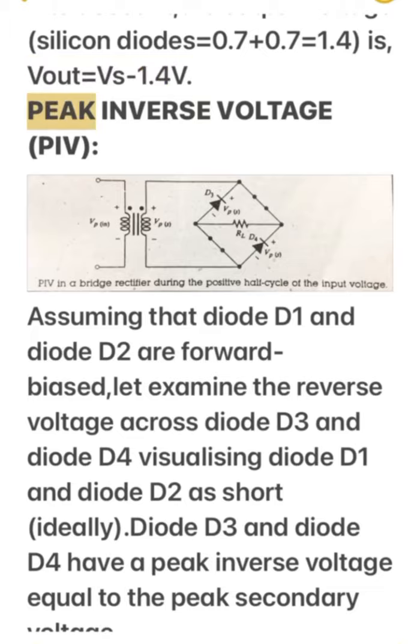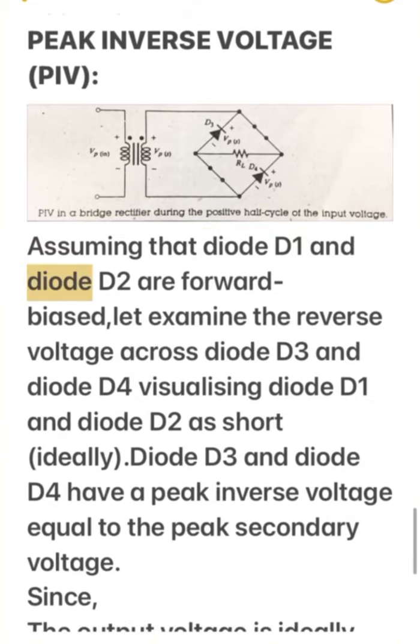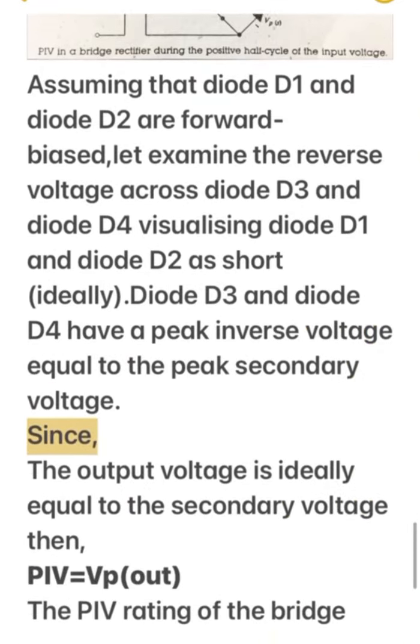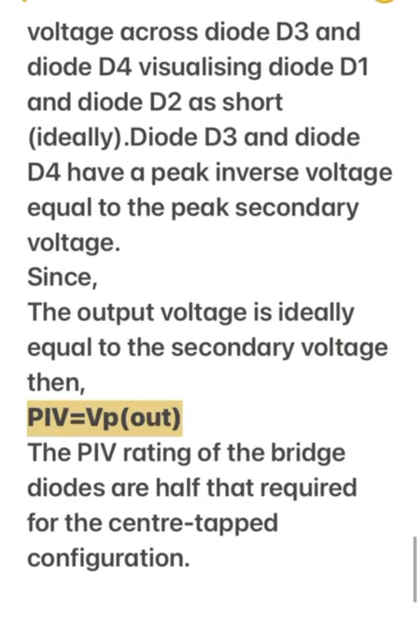Peak inverse voltage, PIV. Assuming that diode D1 and diode D2 are forward biased, let's examine the reverse voltage across diode D3 and diode D4. Visualizing diode D1 and diode D2 as shorts, ideally, diode D3 and diode D4 have a peak inverse voltage equal to the peak secondary voltage. Since the output voltage is ideally equal to the secondary voltage, then PIV equals VOUT. The PIV rating of the bridge diodes is half that required for the center-tapped configuration.